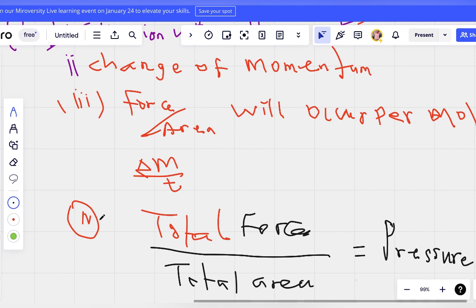Remember, point 3 and point 4 is just logic you use. Force over area will occur per molecule, and the total force over total area will occur for all the molecules, which is pressure. Both 3 and 4 are pressure, but this is the pressure per molecule, and this is the total pressure. So when you do this, you get your 4 marks. I think we're done with question 4.